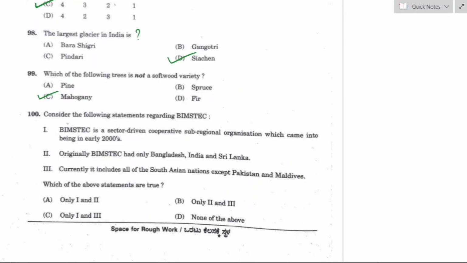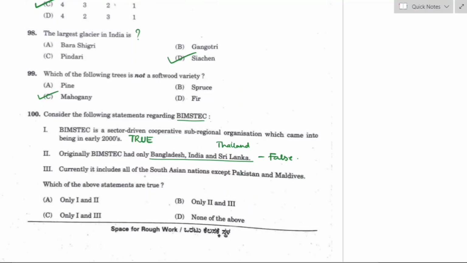Question number 100. Consider the following statement regarding BIMSTEC. BIMSTEC is a sector-driven cooperative sub-regional organization which came into being in early 2000. So this is the true statement. Statement 2. Originally BIMSTEC had only Bangladesh, India and Sri Lanka. This statement is false because originally BIMSTEC had only Bangladesh, India, Sri Lanka and Thailand also. So Thailand is missing in this statement. So it is a false statement.